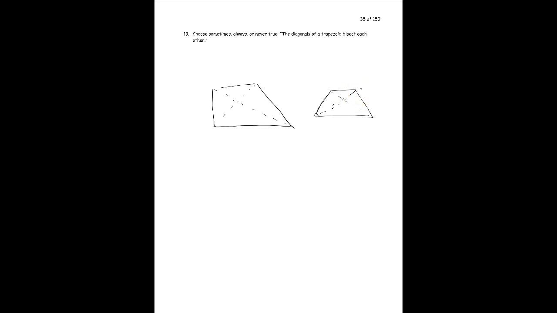Since I suppose the strict definition of a parallelogram could be a trapezoid, if a trapezoid is just two opposite sides that are parallel, someone could argue that that's a trapezoid, even though these other ones are also parallel. But I think when most people use trapezoid, they mean only one pair of opposite sides parallel. So we wouldn't really call that a trapezoid. And so for that reason, we're going to go ahead and choose never for this one.